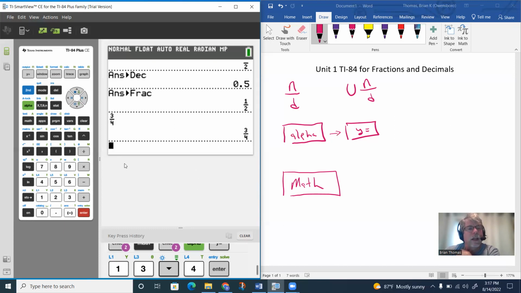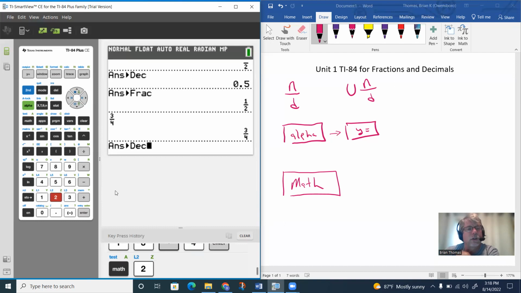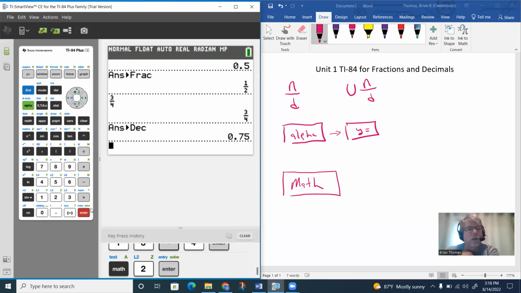Now if I want that to be a decimal, I hit the math button, and it gives me a format to change that to a decimal. Notice how it's also number 2. So you can also just hit the number 2, and it'll give me this answer. What that arrow means is convert that to a decimal. So change that 3/4 to a decimal.